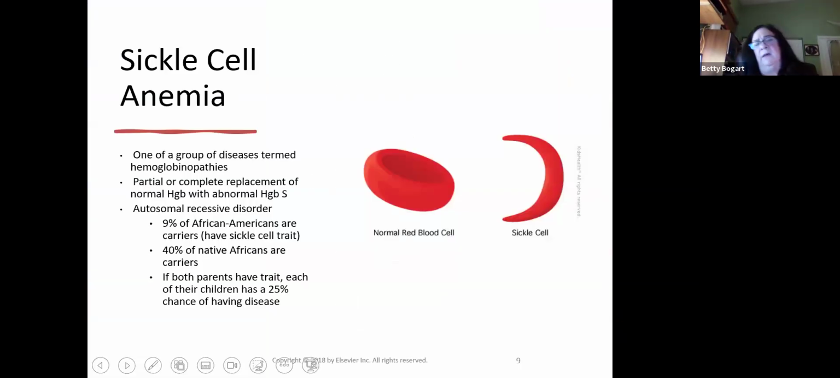So sickle cell anemia is caused by both parents having a trait. You don't have to have the disease to get sickle cell. Both parents need the trait. And then every child has a 25% chance of having the disease.